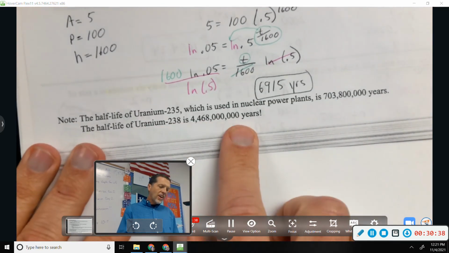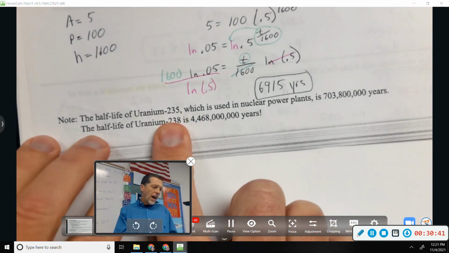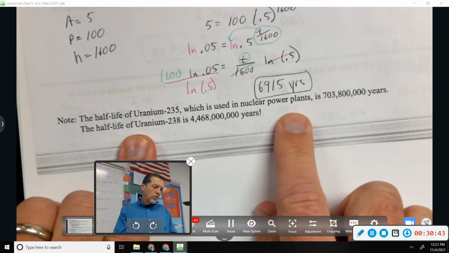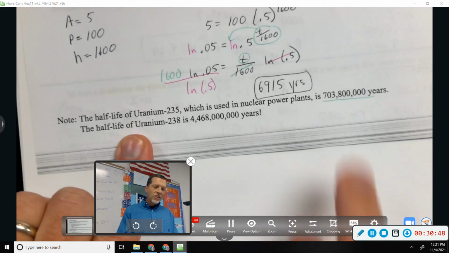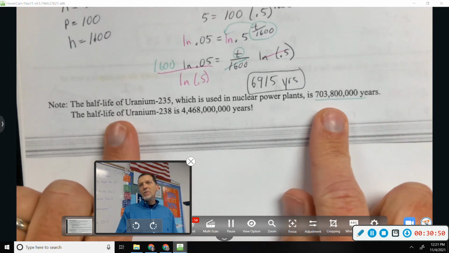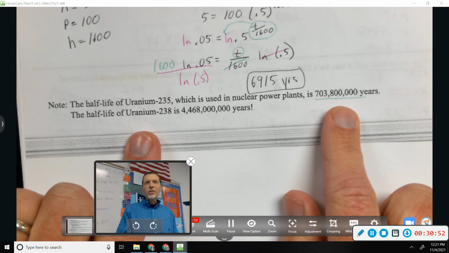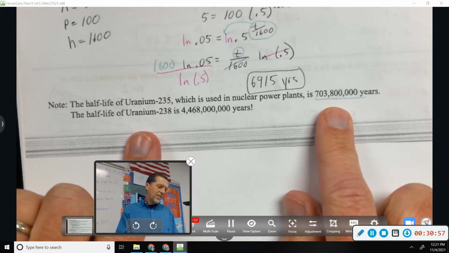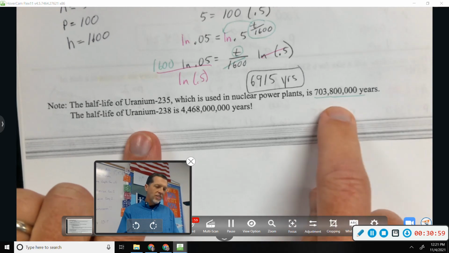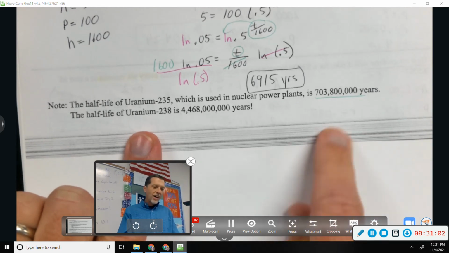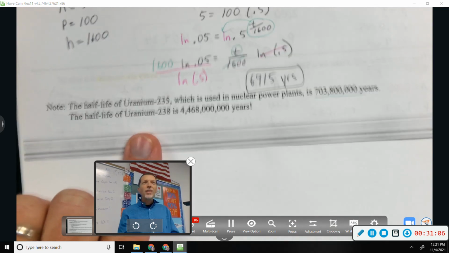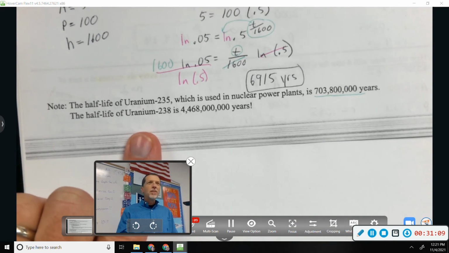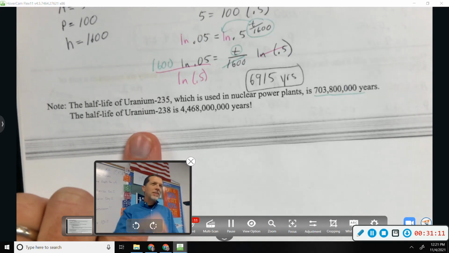This last is just kind of interesting. The half-life of uranium-235, which is used in nuclear power plants, is 700 million years. And that's why some people are hesitant to use nuclear power, because it's awesome, but then your waste material doesn't decay to half for 700 million years. But you're right, the waste material is really small. Put it in a protective layer and bury it and be done with it.